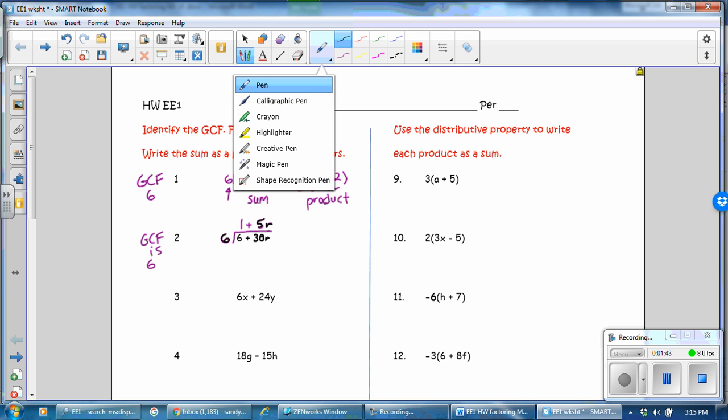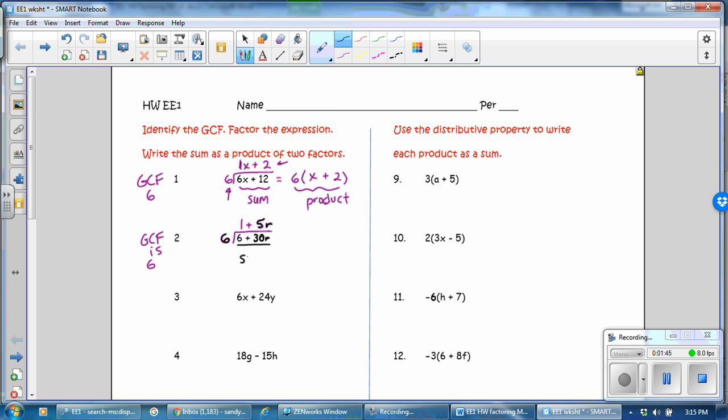So this one is called the sum. Now we're going to write it as a product. The product is 6 times the quantity 1 plus 5r. So we're writing it as a product of two factors. 6 is the first factor, and then 1 plus 5r is the second factor. This factor in this case is an expression.